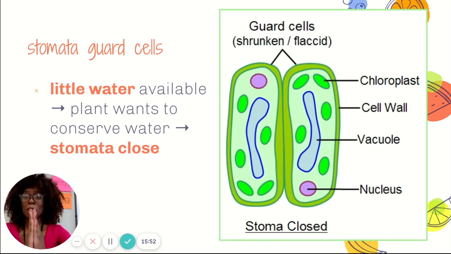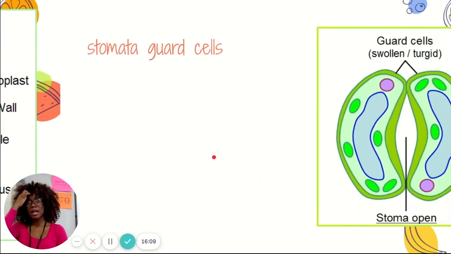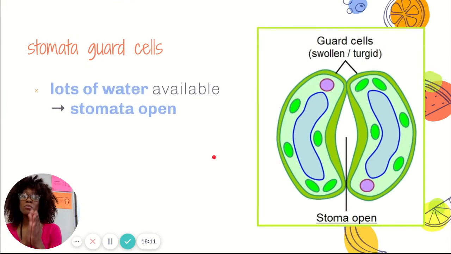Because we know that every time the stomata are open, what is escaping when they're open? Water. Water escapes when they're open. So if there's only a little bit of water, is the plant going to want to get rid of its water all willy-nilly? No, it's not. The plant is going to want to keep that water by closing its stomata. Okay? Then whenever there's a lot of water available, then the stomata can open.